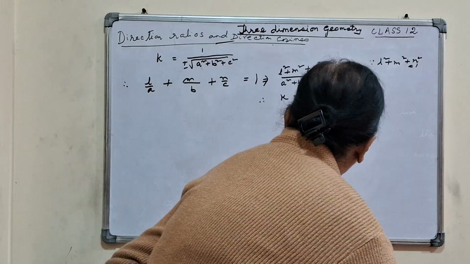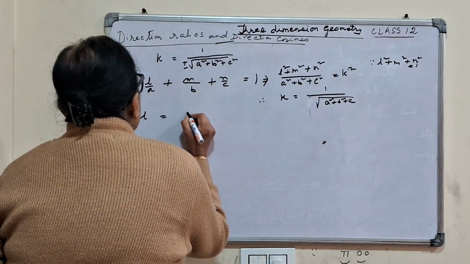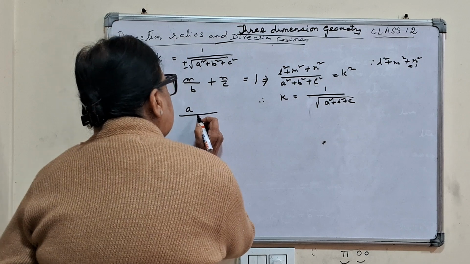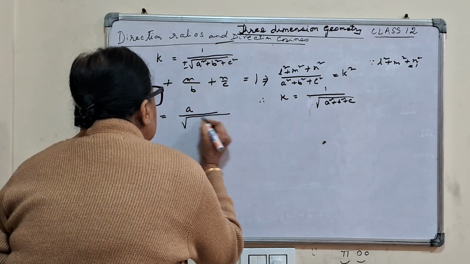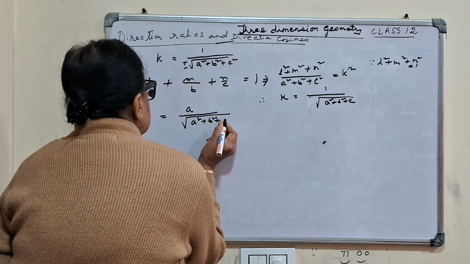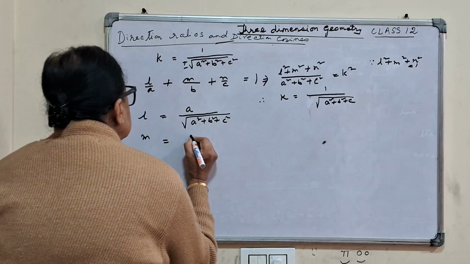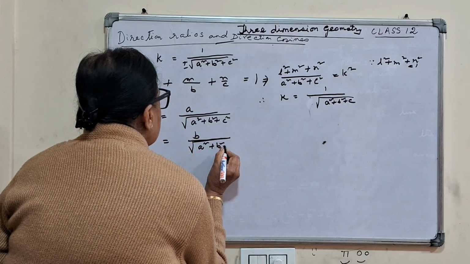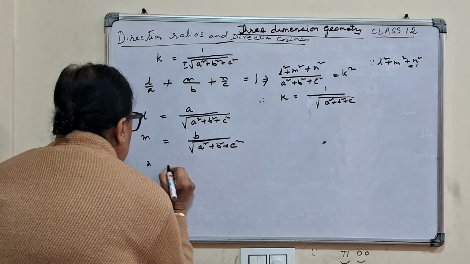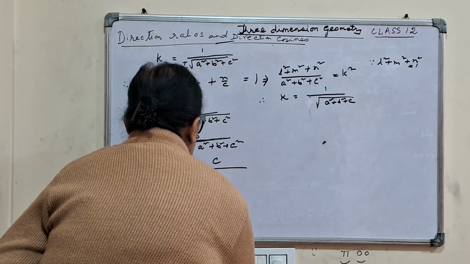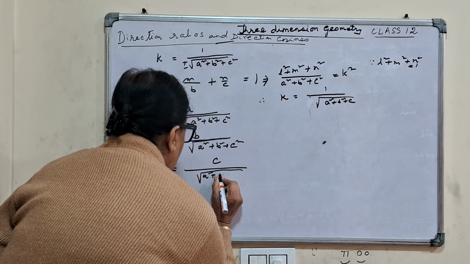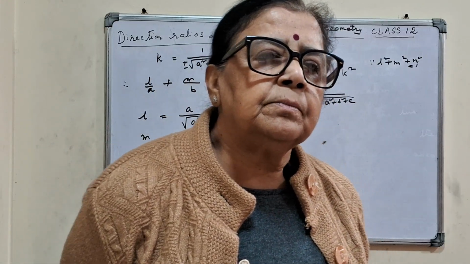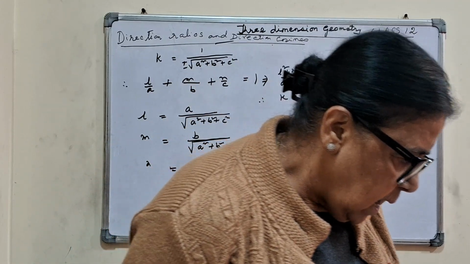Therefore, L is equal to A by K, which is A over root of A square plus B square plus C square, and M is equal to B over root of A square plus B square plus C square. N is equal to C over root of A square plus B square plus C square.